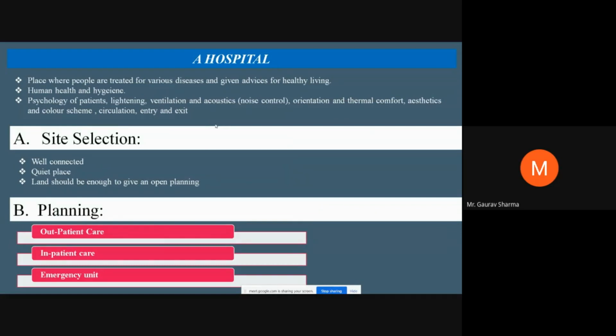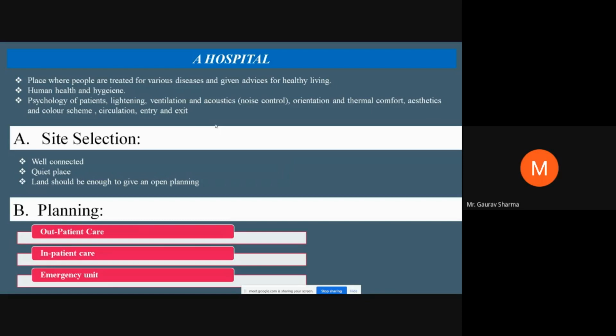Starting again with site selection, some of the factors that we discussed yesterday will remain the same for this class of hospital building. But there are some additional parameters. The first is good connectivity from the city area. That means by a road or any transportation system, there should be good connectivity.